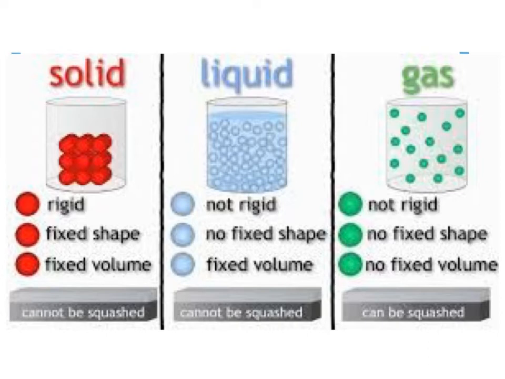Solids are rigid, they have a fixed shape with a fixed volume. Liquids are not rigid, they have no fixed shape, but they do have a fixed volume. While gases are not rigid at all, they have no fixed shape and no fixed volume. Solids and liquids can't be compressed, but gases can be compressed.